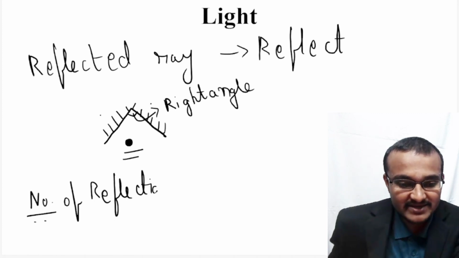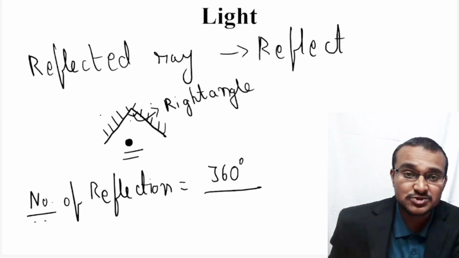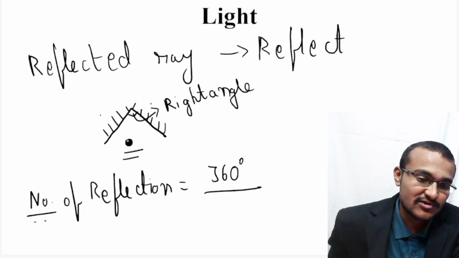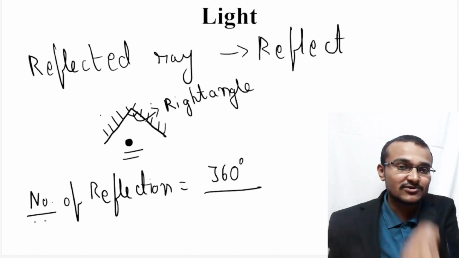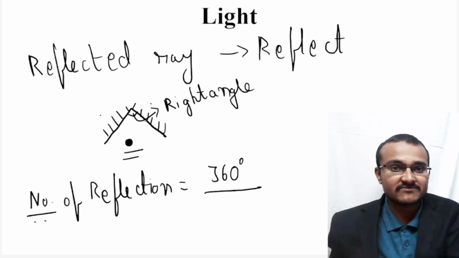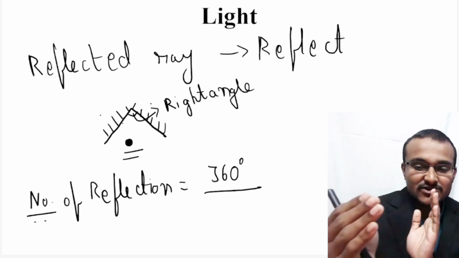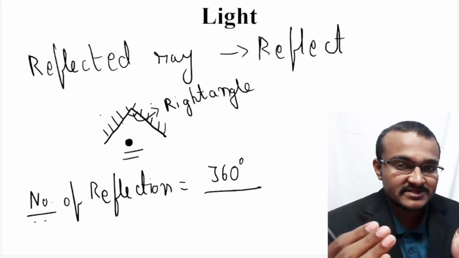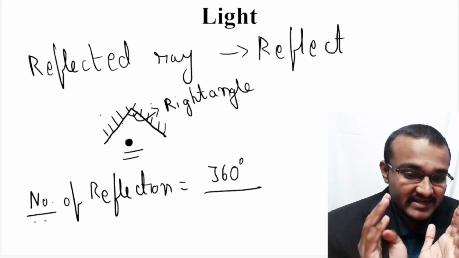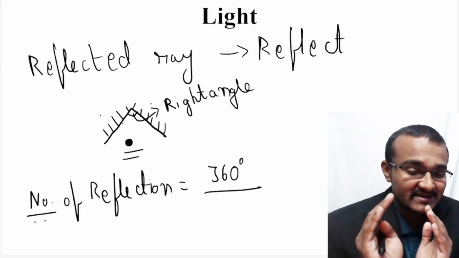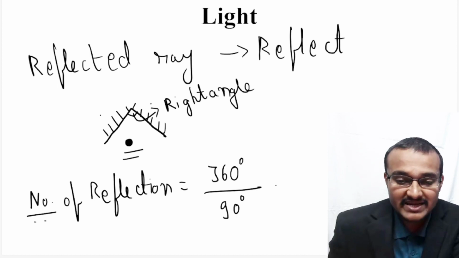The number of reflections of this object will be equal to 360 degrees divided by the angle between these two mirrors, minus 1, because one light ray falling on this mirror is reflected, and the other mirror receives that reflected ray and reflects that second reflected ray into a third reflected ray. So there will be multiple reflections happening in between these two mirrors, because this mirror also receives light rays and this mirror also receives light rays. Now the angle between these two mirrors is a right angle, that is 90 degrees. So 360 degrees divided by 90 degrees, minus 1.